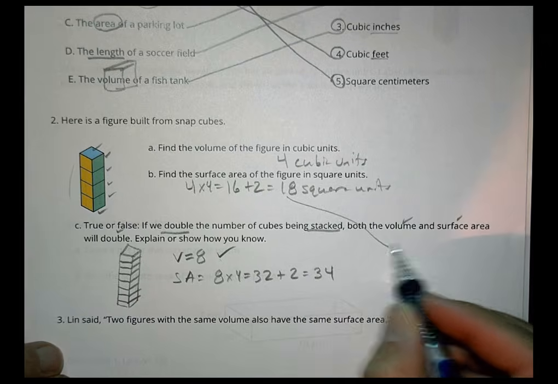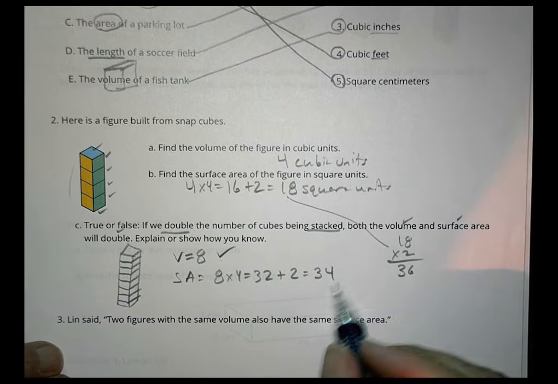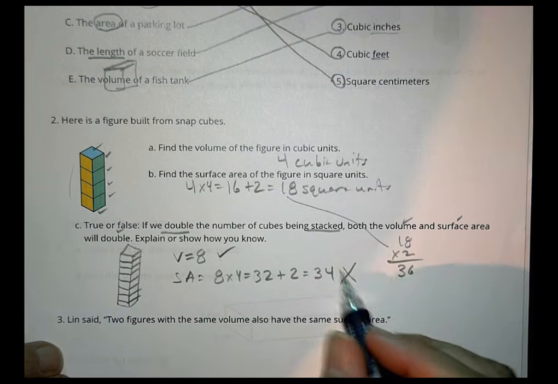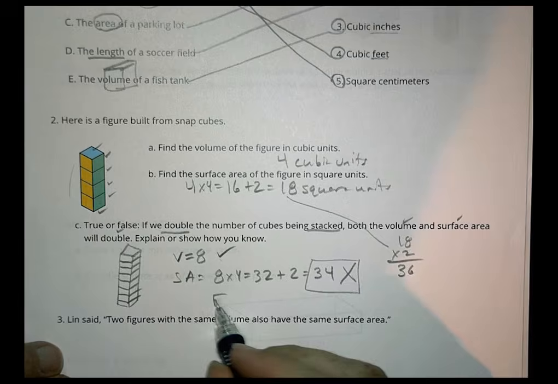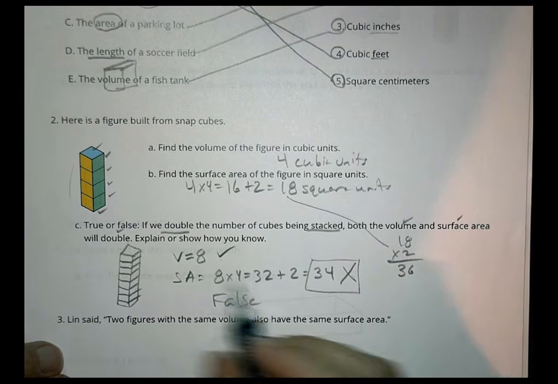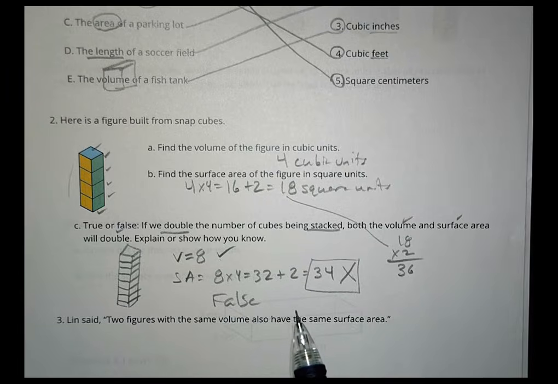Well, originally we had 18. 18 times 2 is 36, so this is actually not doubled. That's our problem right there. So this would be a false statement because the volume is doubled, but the surface area does not become doubled when we do that.